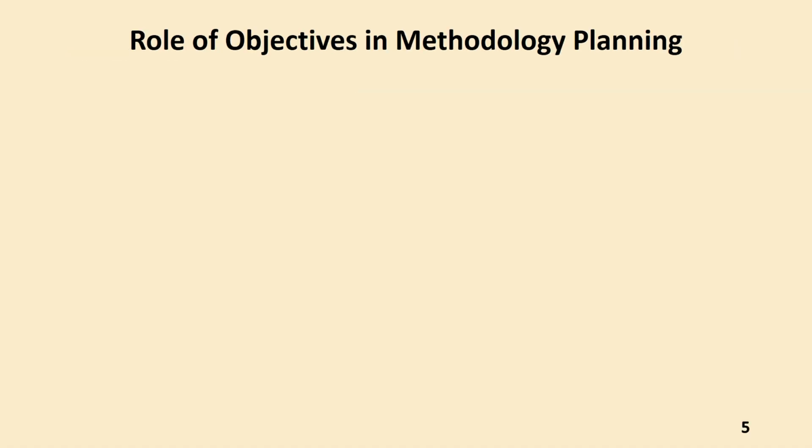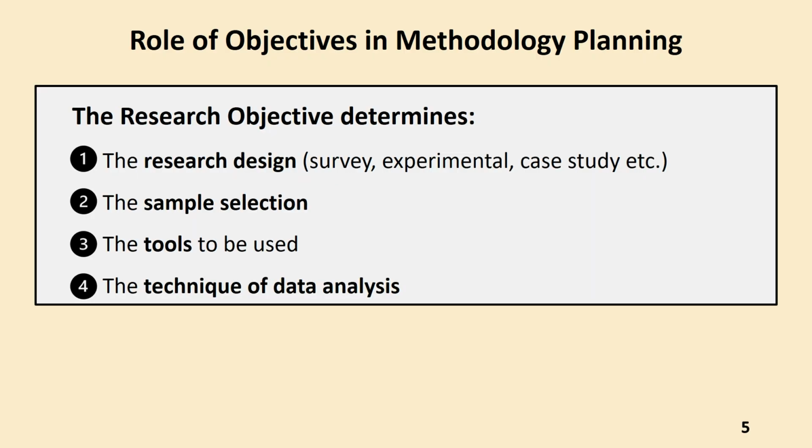Roles of objective in methodology planning. This is very important to understand, because we have discussed so many aspects of research objectives, but this aspect is of prime importance to be understood by everyone: what is the role of objective in methodology planning. So let us see here. The research objective determines four important aspects.